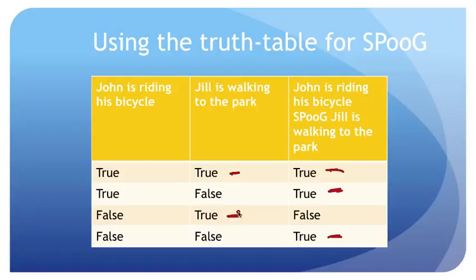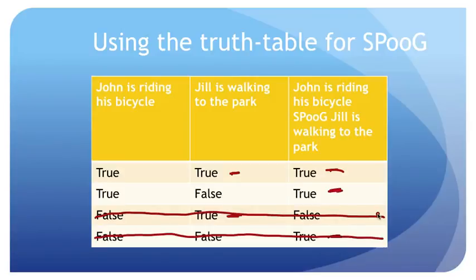Okay, so what do premises 1 and 2 put together tell us? Well, first of all, we're not in this scenario, because in this scenario, it's not going to be true that Jill is walking to the park. Again, premises 1 and 2 put together tell us that we're not in this scenario, because in this scenario, it's not going to be true that John is riding his bicycle spoog Jill is walking to the park. Again, we're not in this scenario, because in this scenario, it's not going to be true that Jill is walking to the park.